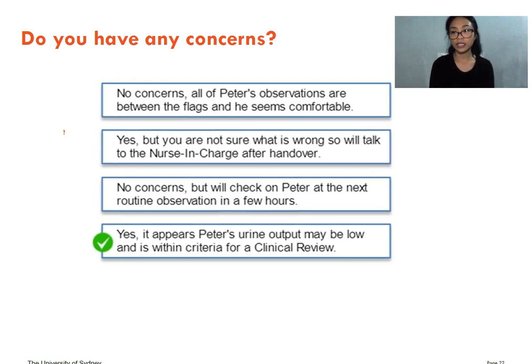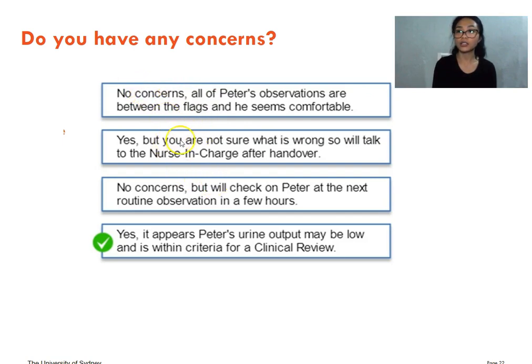So ideally you would have said yes, Peter's healthcare records indicate a low urine output, which is an early sign of deterioration, and listed on the SAGO chart within the additional yellow zone criteria. The reason why the ones at the top are incorrect is because while Peter's observations are between the flags, his healthcare records indicate that low urine output, which is an early sign of deterioration, as I said, and is an additional yellow zone criteria.